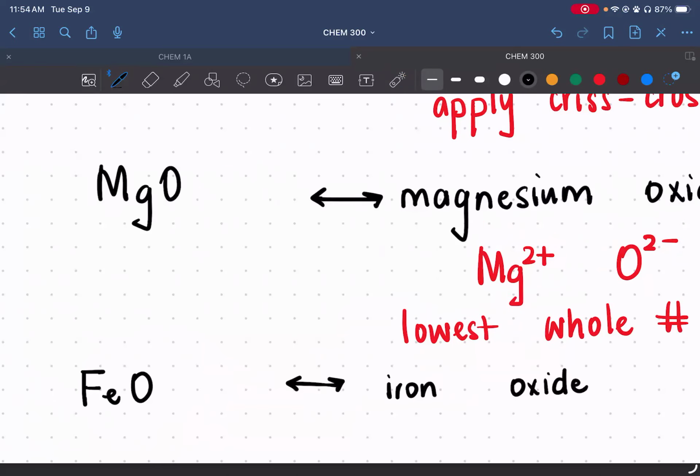But wait a minute, Supreet. Why did we go through all of that effort to identify the charge of the iron? Looks like we didn't even need it to figure out the name. You just wrote iron oxide. I could have told you that.